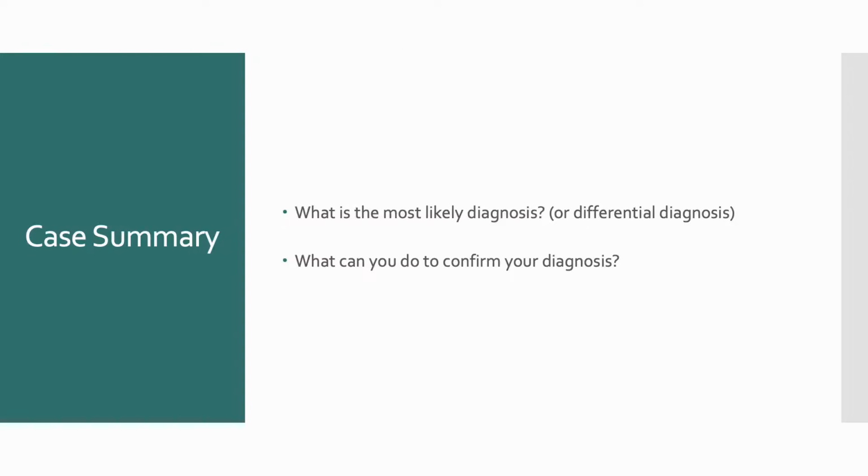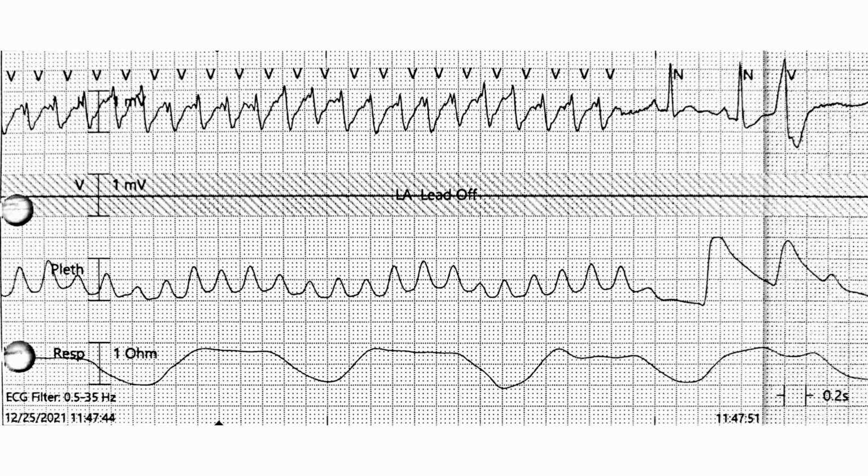So here, try to come up with a differential diagnosis, or a single diagnosis if you have enough information, and anything else you can do to confirm the diagnosis. So now at this point, we'll go back to the first tracing and we'll go through it in detail.